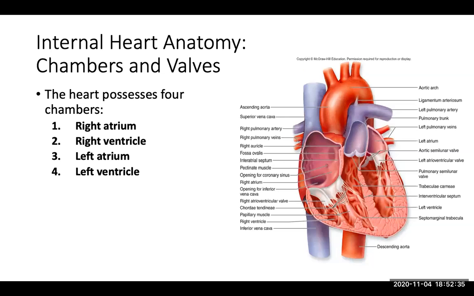Here is the heart internal anatomy, the chambers and valves. So the heart has four chambers. The chambers on the top are the atria, and the chambers on the bottom are the ventricles. And the right side of the heart will always be on the right side of a person or a patient's body, not how you're looking at it. And the left side of the heart will be how it would lie in a patient or a person itself.